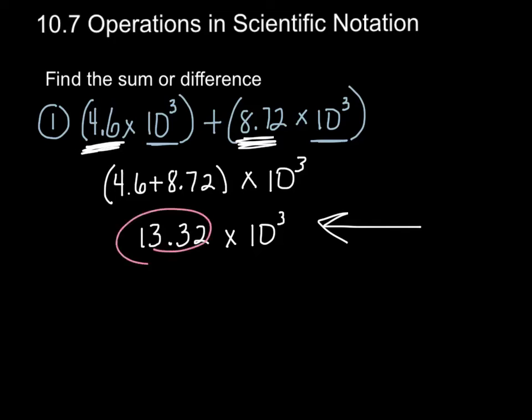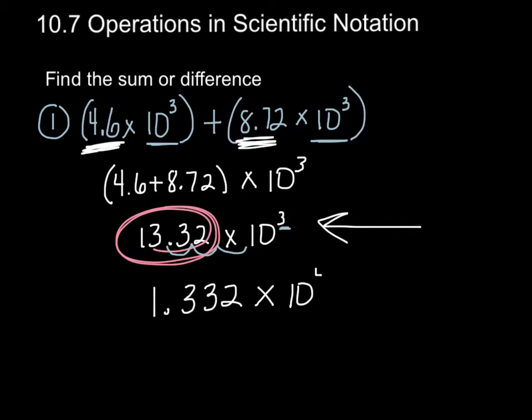This number right here is not between 1 and 10. So you have to make it between 1 and 10. So we're going to move the decimal, and we're going to get 1.332. Now think about it this way. Here I had a 3, so I had to go 1, 2, 3. But now I backed it up 1, so I have to go another 1 on top of that. So this is going to change from 10 to the third to 10 to the fourth. 1.332 times 10 to the fourth.